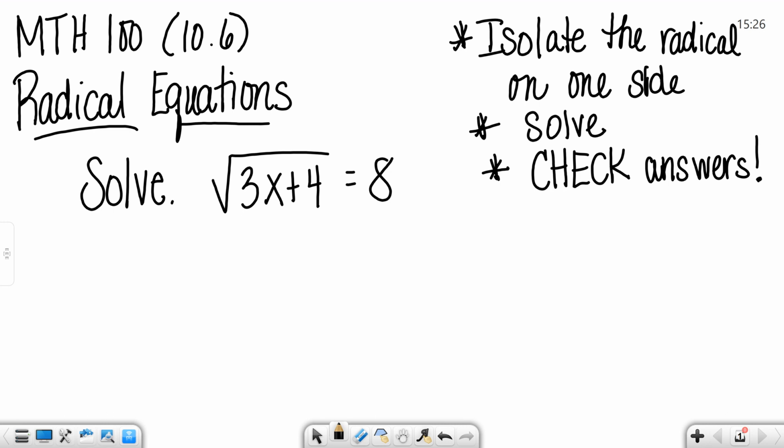Just like when we were doing fractions, you can't have a zero in the denominator. When we're working with radicals, we can't take the square root of something negative. So we must go back and check our answers.